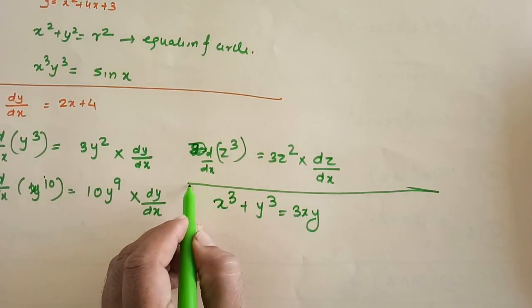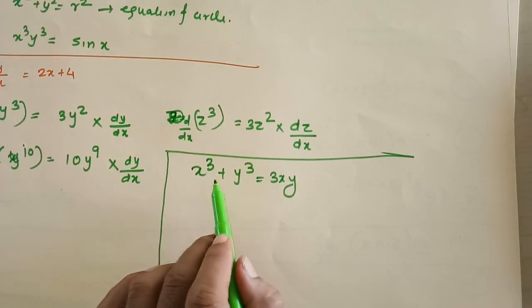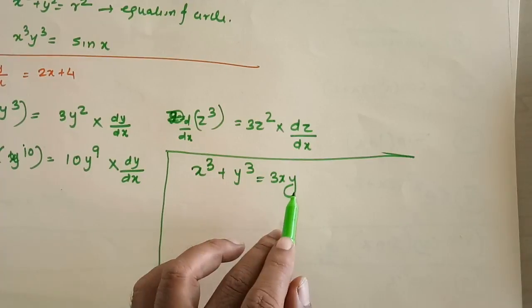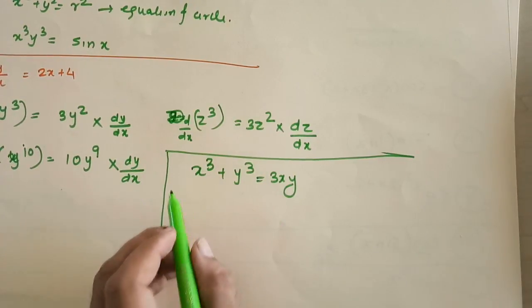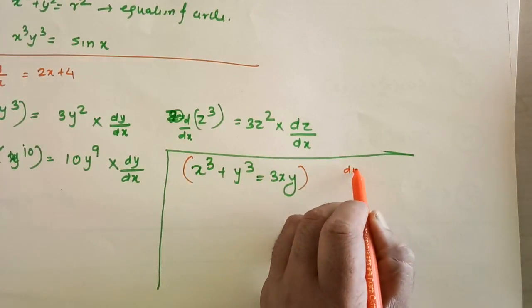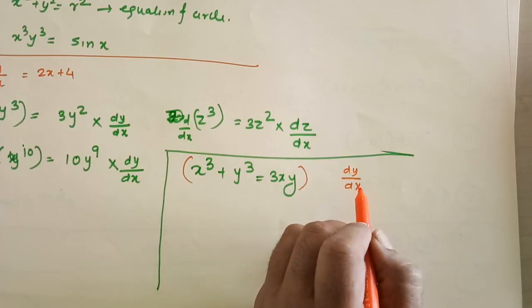Now the whole procedure for implicit differentiation begins. If I want to differentiate x cube plus y cube equals 3xy, what do we do? Do we make y the subject? That's going to be really tricky. So we simply differentiate, and find an expression for dy by dx. That's the most important part, because that's the expression you want.